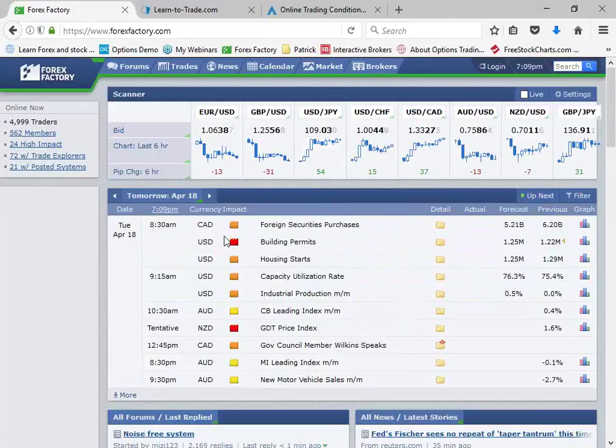Tomorrow, all you have to do is refresh your screen at 8:30, click the refresh button, a little clock pops up, click the clock, and the number will pop up. If the number is green, it's better than what they expected. Red is worse than they expected. Gray is in line with what they expected.